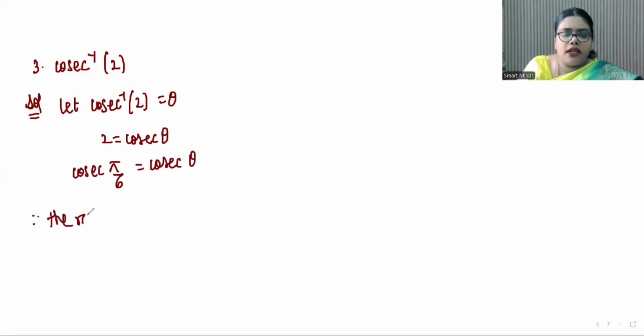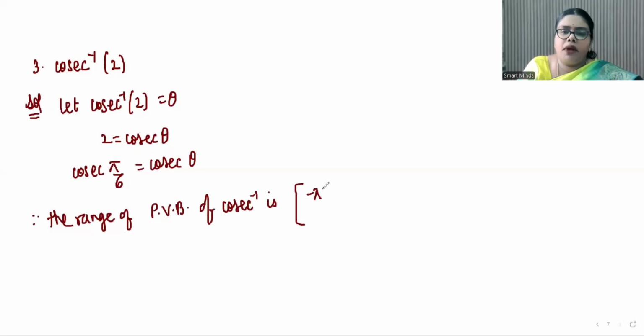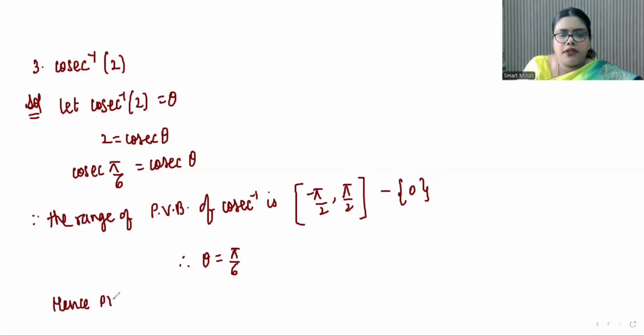Now since the range of principal value branch of cosecant inverse is closed interval minus pi by 2 to pi by 2 excluding 0. So therefore we can say theta equals pi by 6. Hence principal value of cosecant inverse 2 is pi by 6.